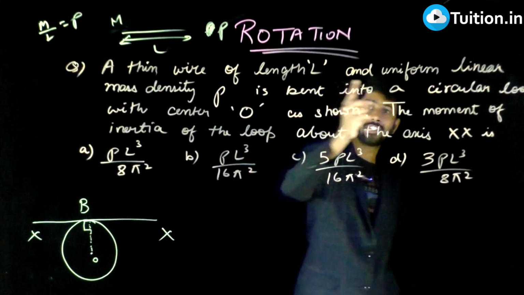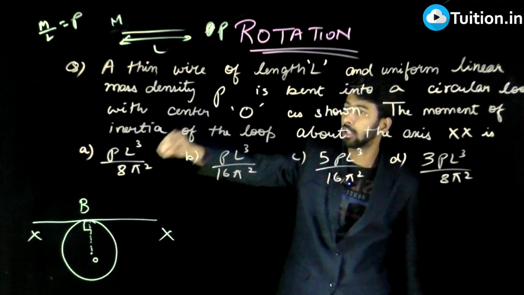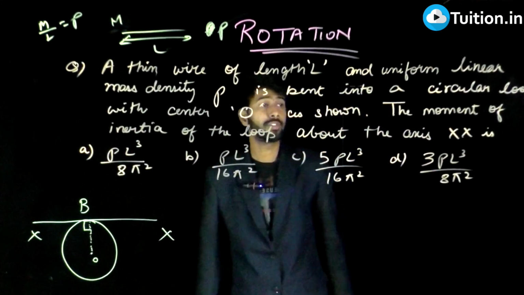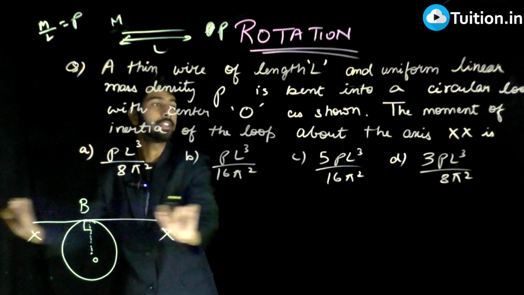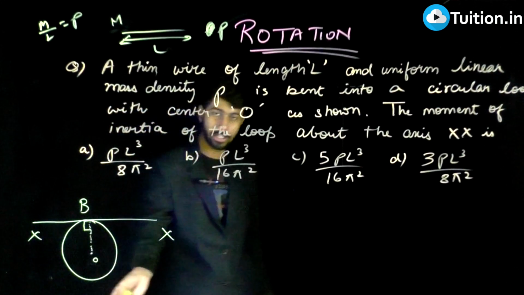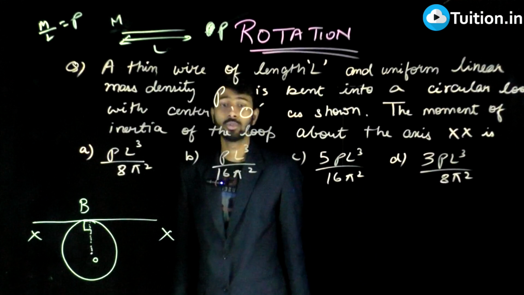So it's bent into the form of a circular loop like this. The center of the circular loop is O. Now they've asked you to find the moment of inertia of this loop about the axis xx dash. Xx dash is in the plane of the circle of the loop. So how do I do this problem?